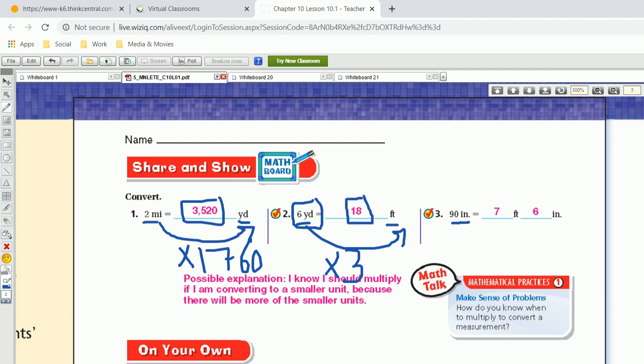Next, we have 90 inches. Here we have mixed measurements. So you have to divide here, because it's asking you to convert 90 inches to feet. So we want to convert from inches to feet. Small to big or big to small? Small to big. So write it, small to big. And here was big to small.